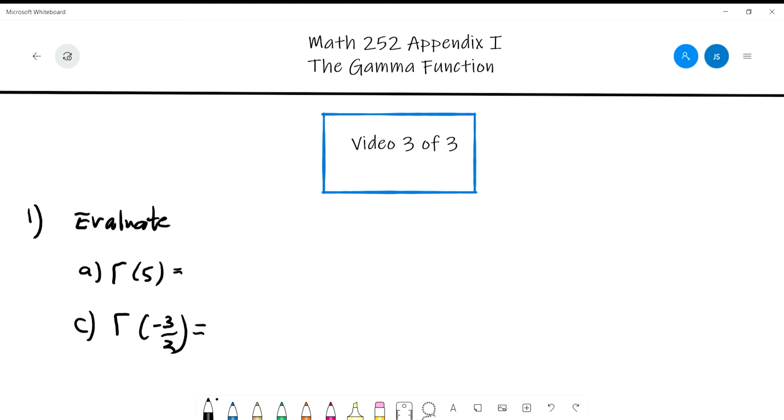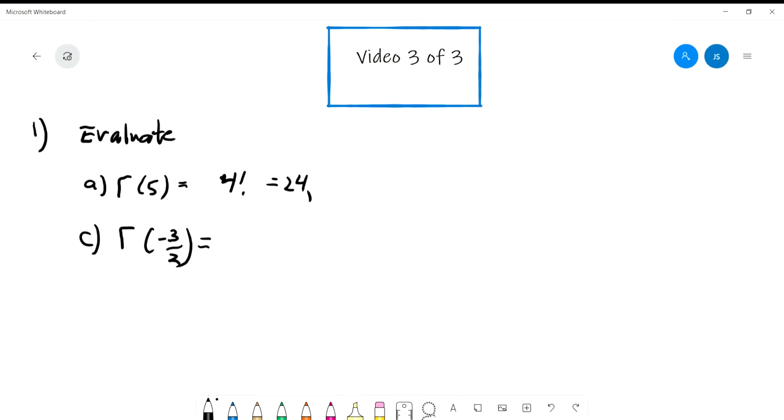So number 1, evaluate, this is from the problem section at the back of the Appendix 1. Number 1, evaluate gamma of 5. Well, for a positive integer, gamma of k is k minus 1 factorial. So that's just 4 factorial, also known as 24. Now we want to evaluate gamma of negative 3 halves.